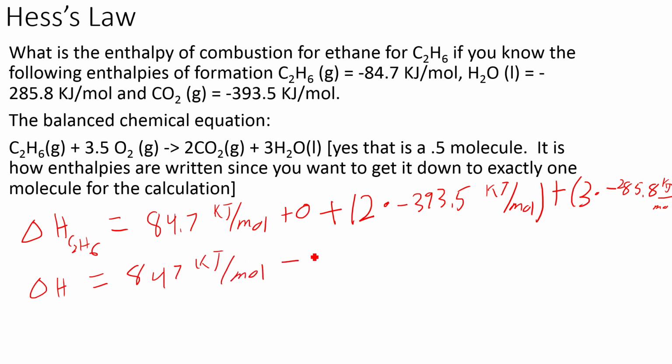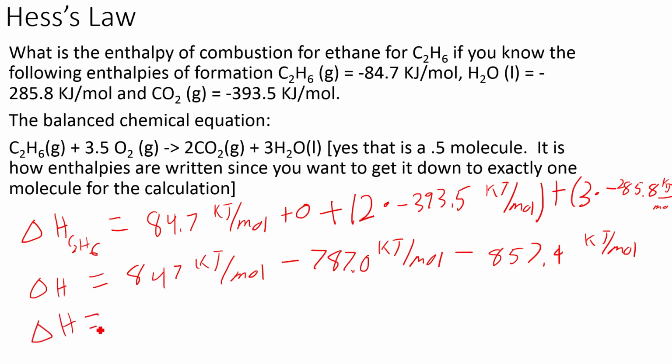We're then going to subtract 787 kilojoules per mole. That's for the CO2 that we're going to form. And then we're also going to subtract 857.4 kilojoules per mole. That's going to be for our water. Also, there's still a 0.0 here. Then once we add all of these together, let's do that: 84, make sure the decimal's obvious. My pen didn't write it very well. 84.7 minus 787 minus 857.4.